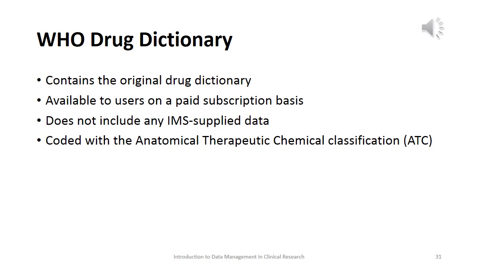So the next level down is going to be the World Health Organization Basic Drug Dictionary. It contains the original drug dictionary. It's also available to users on a paid subscription basis, but it does not include any of the IMS supplied data that we talked about in the earlier slide. It's also going to be coded with the Anatomical Therapeutic Chemical Classification, or ATC. We'll see how that works in just a moment.